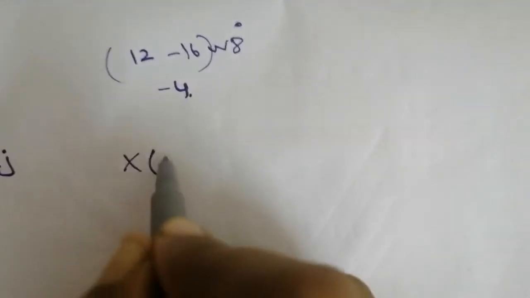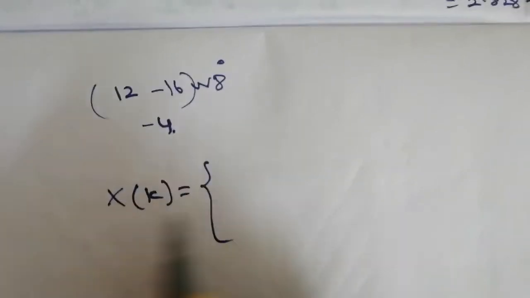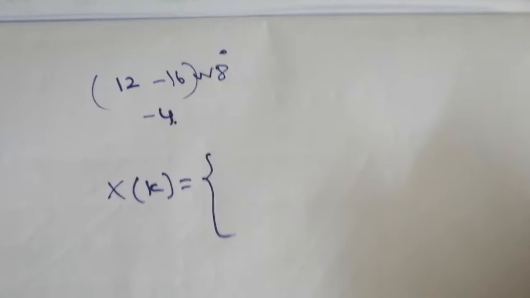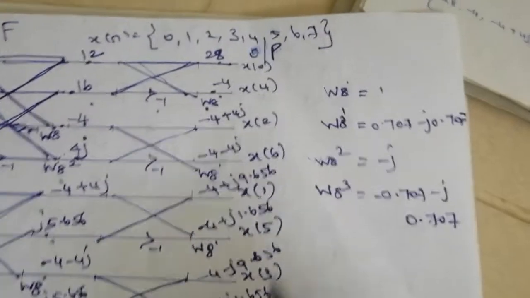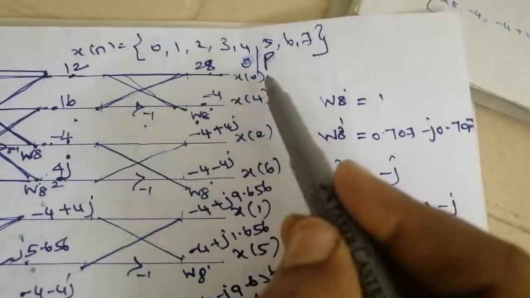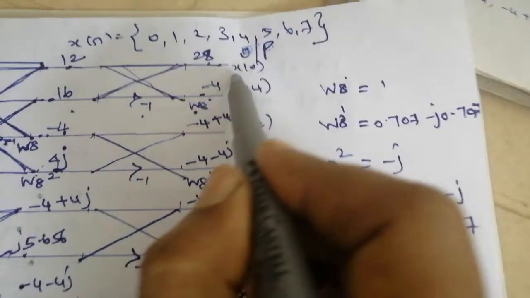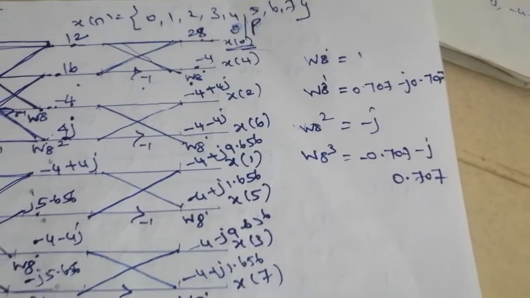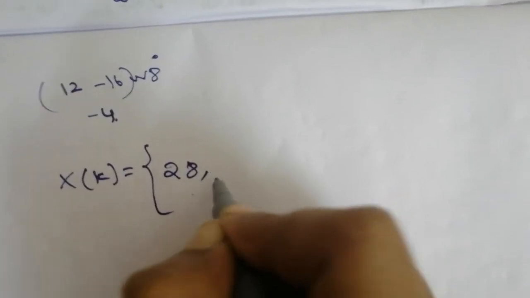So finally we are going to take the final answer like this. That is the X of k. X of k is nothing but the DFT of x of n. So we are going to arrange it order wise, but in DIF the output is not order wise. It's a bit reversal, right? So first to write x of 0 value. So x of 0 value is 28. Next one, x of 1 value.